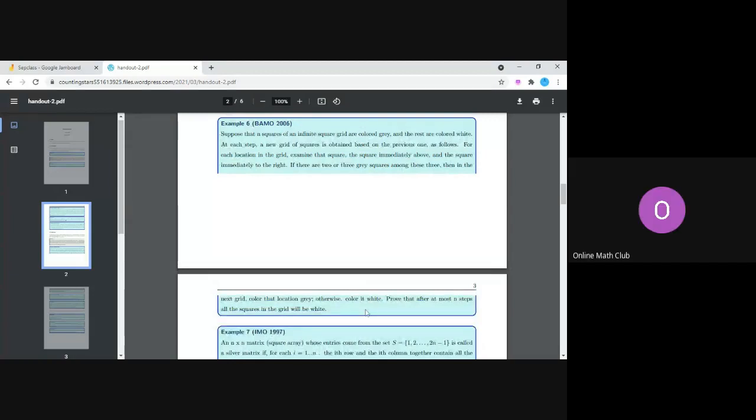BAMO problems are usually really nice, especially the combinatorics ones. So you can all try this for one minute, and I'll explain what it means after that.